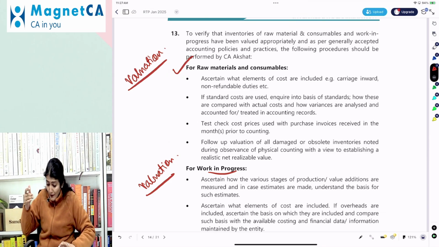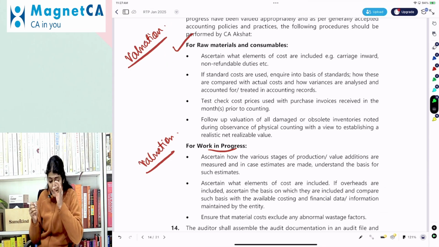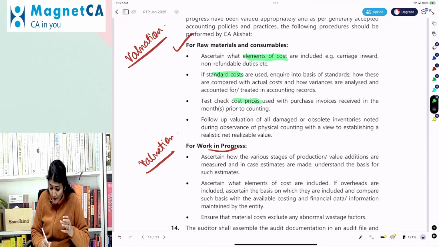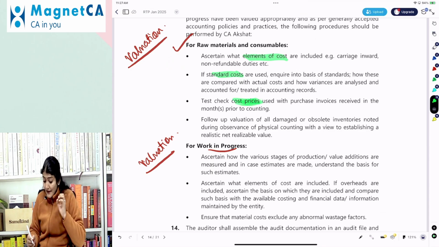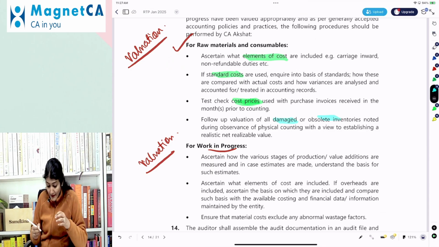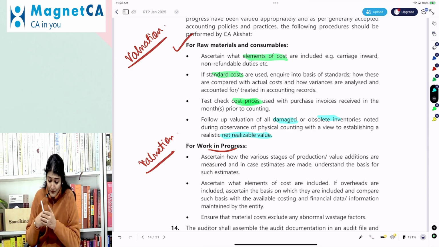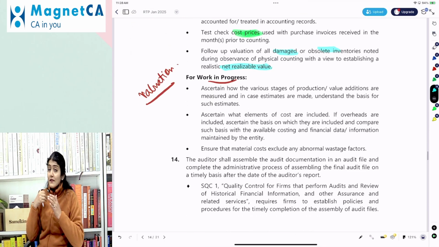Right. So number one, for raw material, they have to ascertain what are the elements of cost. Then whether standard costing has been used. Then also check the cost prices. And if there is any damaged or obsolete inventory, it should be recognized at the cost or NRV, whichever is lower. Right? So cost or NRV, whichever is lower.